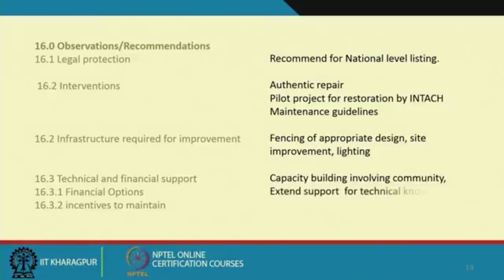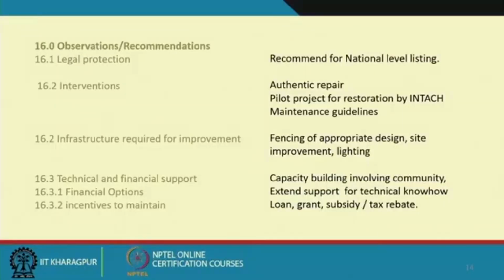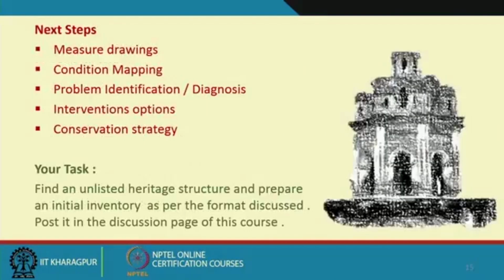And what are the financial aspects, where does the finance come from? So, we know that technical know-how is very important, but loan, grant, subsidy, tax rebate, giving the private owner some sort of a tax rebate or donation, there are many ways it can be done. So, we said there has to be some incentive to maintain it.